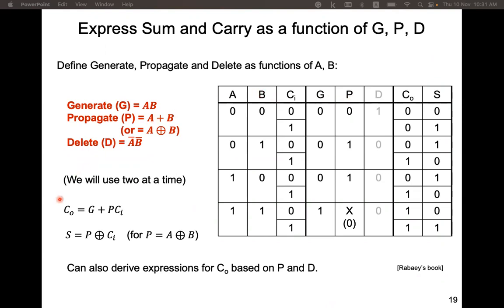Second, we can express the carry output and the sum output of a full adder in terms of this G, P, and carry in. Carry out is generate plus the product of propagate and carry in. The sum output is propagate exclusive or carry in.